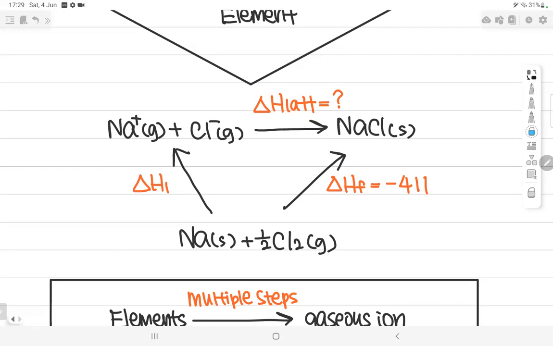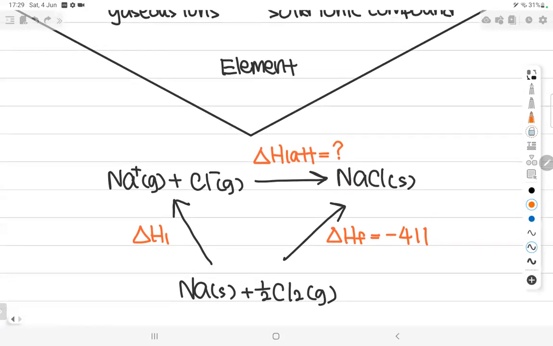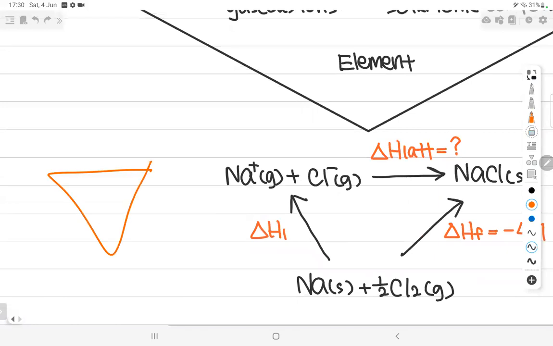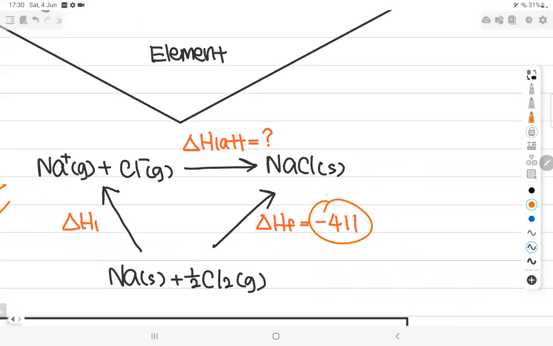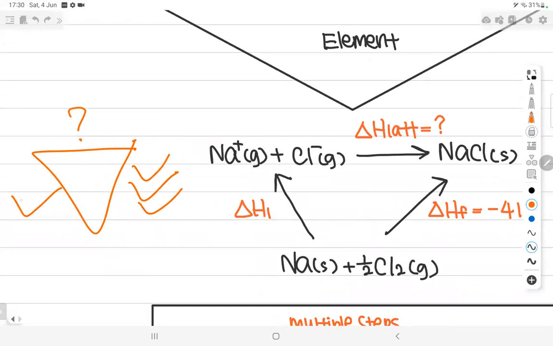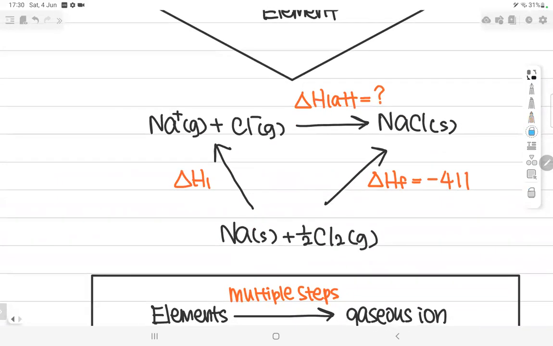So now if I want to calculate this thing, I need to find this one first. Okay, if you have a triangle, if you want to find here, you must know this one and this one. So this part, the value is already given, which is -411. But this part, the value is not given. So I need to find it out. I need to calculate the value here. So how to go about it?